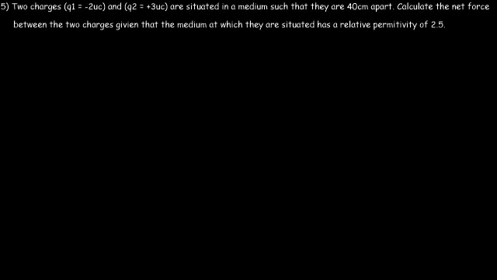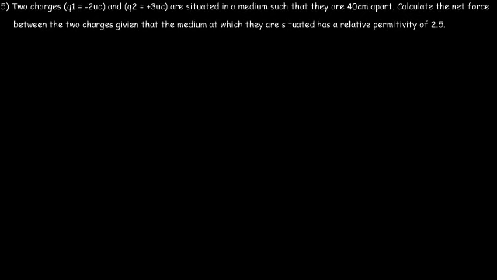So two charges, Q1 equals 2 microcoulombs, and the second charge Q2 equals positive 3 microcoulombs, are situated in a medium such that they are 40 centimeters apart. Calculate the net force between the two charges given that the medium at which they are situated has a relative permittivity of 2.5. In this problem, they didn't specify the exact medium.